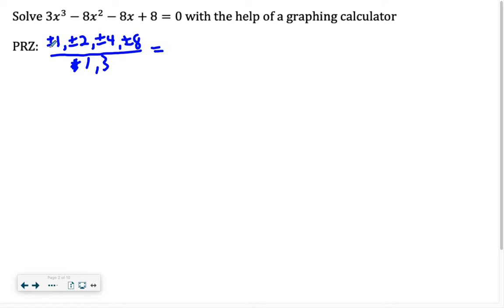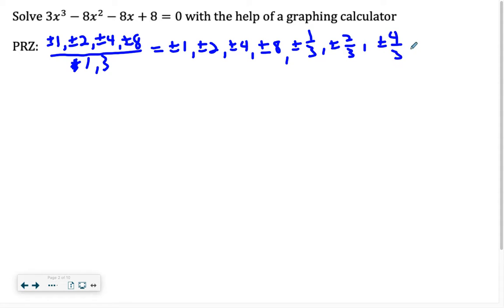So to list all those out then, we'll have plus or minus 1 over 1, plus or minus 2 over 1, plus or minus 4 over 1, plus or minus 8 over 1. And then putting all of those over 3, we'll have plus or minus 1 over 3, plus or minus 2 over 3, plus or minus 4 over 3, and plus or minus 8 over 3. So we have quite a few possibilities for this one.